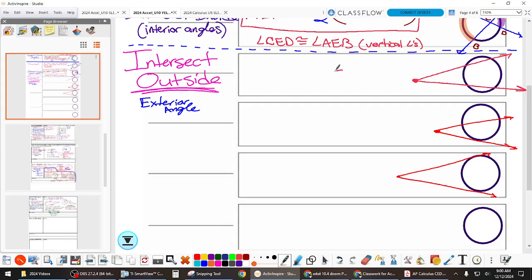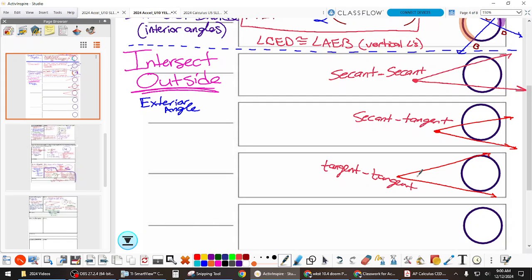Okay, this first one is two secants. This one is secant and tangent. And this last one is two tangents. Again, what's true about the two lines of the tangents? They're congruent. But we haven't talked about how to find that angle. That's what we're doing right now.